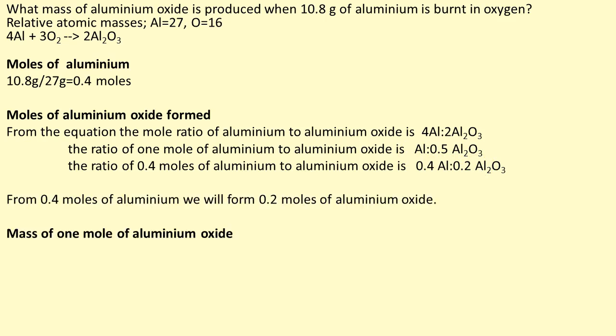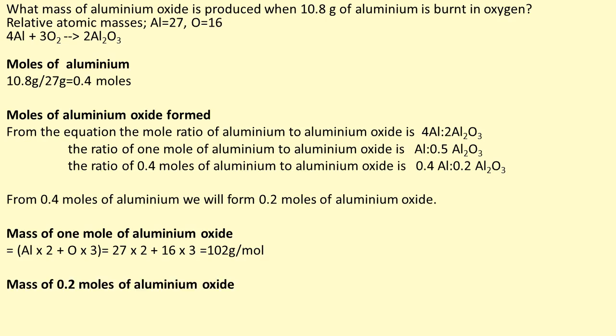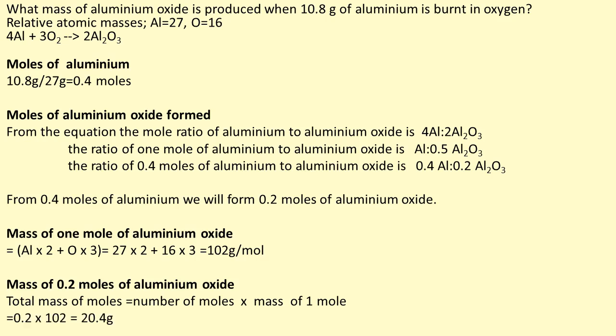The next stage is to work out what the mass of 1 mole of aluminium oxide is, which will be equal to 27 grams times 2 plus 16 grams times 3. Now we can work out what the mass of 0.2 moles of aluminium oxide will be. So total mass of moles will be equal to number of moles, which is 0.2, multiplied by the mass of 1 mole, 102 grams, giving us our final answer of 20.4 grams.